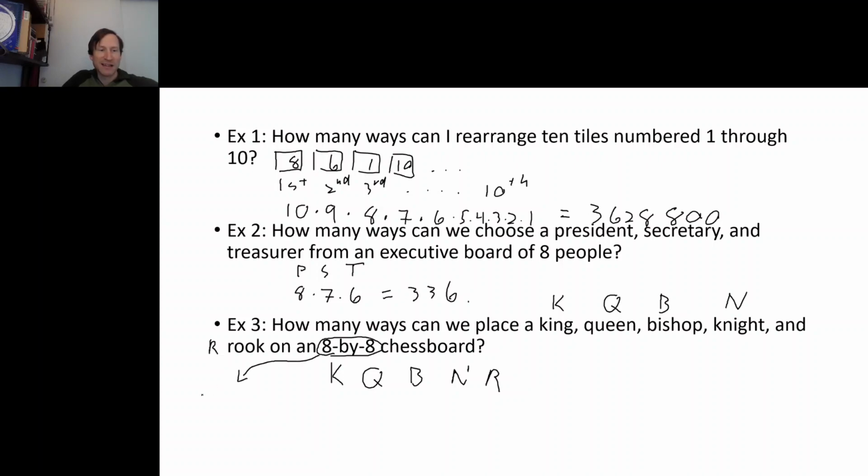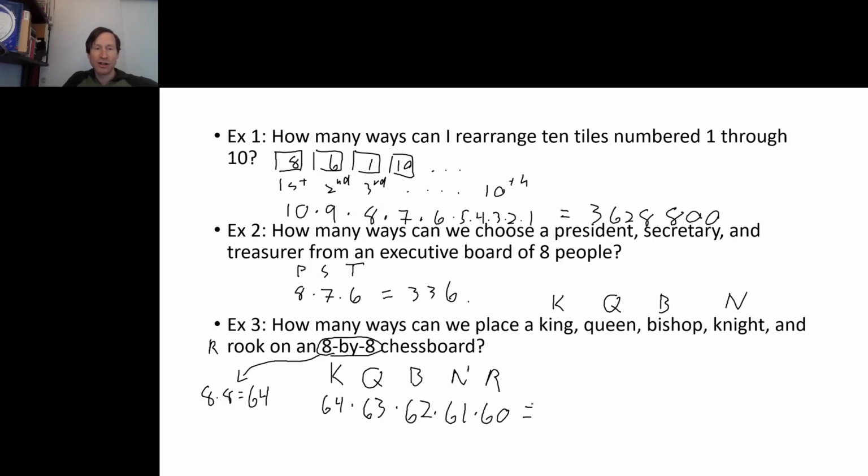So for the king on an 8x8 chessboard, there are 8x8 squares, so that's 8 times 8. That's 64 squares altogether. So for the king, we could put the king anywhere, so that's 64 possibilities. For the queen, we can put the queen anywhere except where the king is, so there are only 63 squares left to choose from. And then for the bishop, we can put the bishop anywhere except where the king and the queen are, so that's 62 possibilities. And for the knight, 61 possibilities. And for the rook, 60 possibilities.